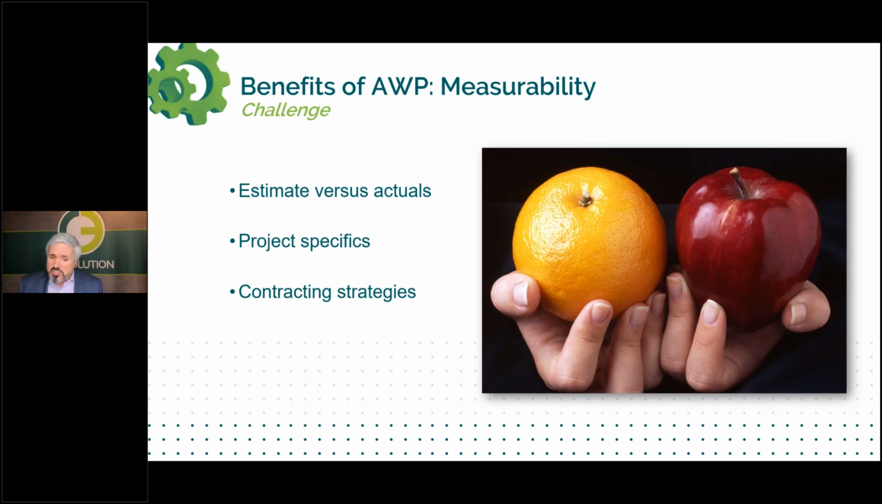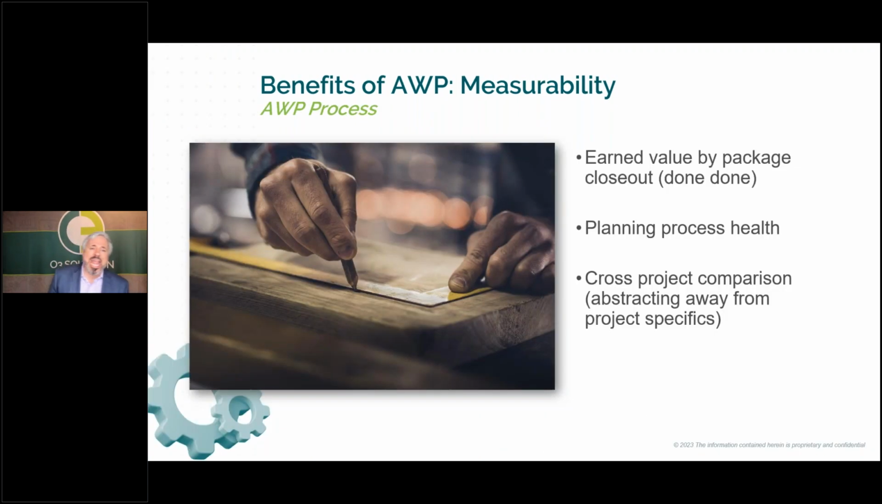So that's the challenges that we see today. When you bring in the AWP process, there's significant benefits to the measurability. One example of that is the concept of done, right? The way we track earned value by quantities today is very bad for our industry. It incents the wrong behavior.